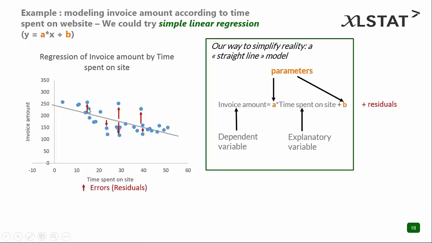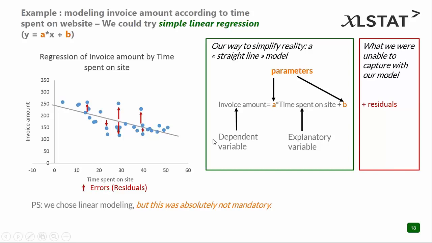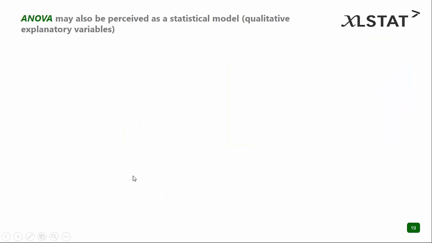This information, those differences between the blue dots, so the data, and the model, are called the model errors or model residuals. So all of these distances my model was unable to capture are called the residuals. So we chose linear modeling or linear regression, but this was absolutely not mandatory. So there's no miracle model that you can choose and that always best fits your data, but you simply need to choose a model that is the most convenient to answer the question and that implies parameters whose interpretation is easy.